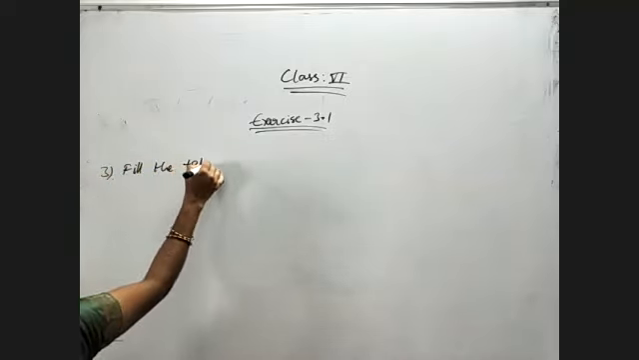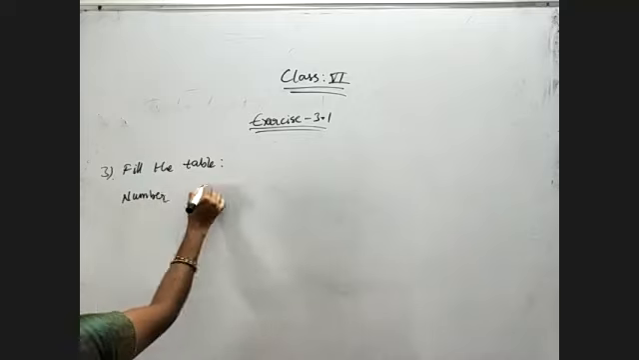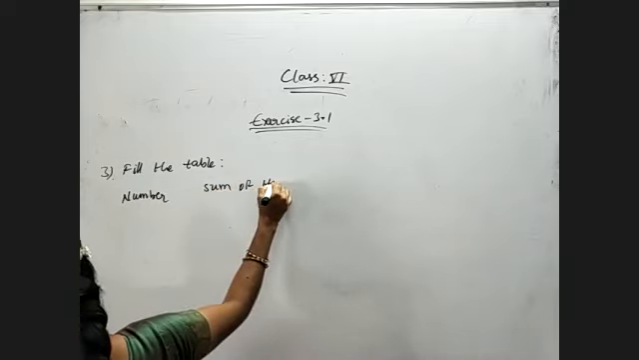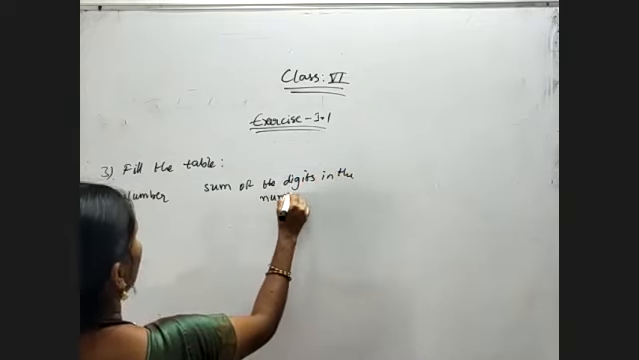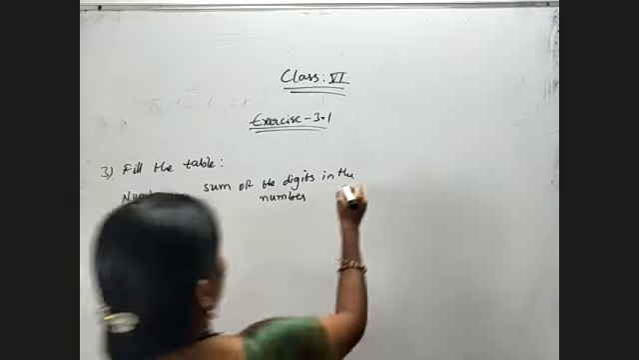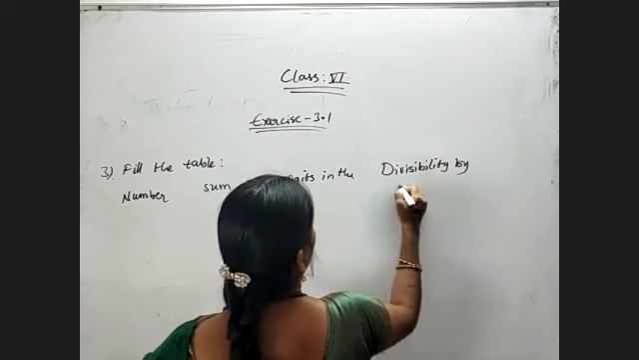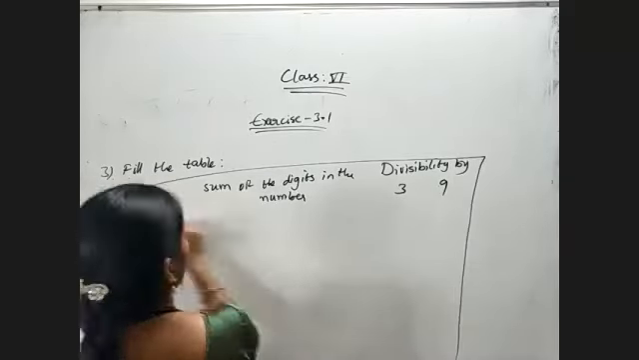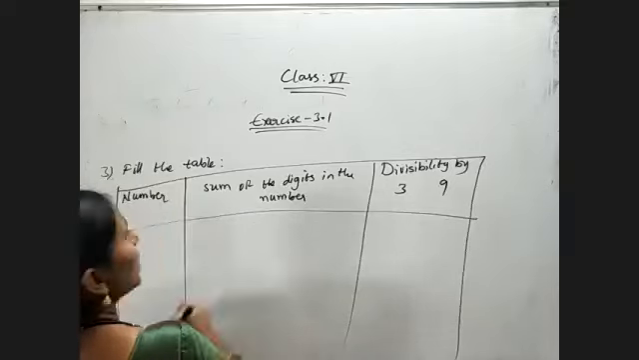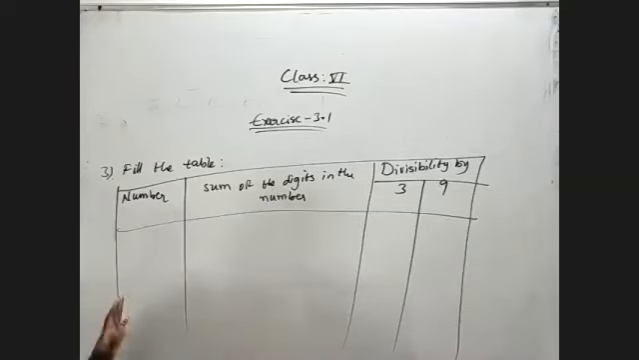fill the table: number, sum of the digits in the number, and divisibility by 3 and by 9. Okay, like the first question, but here we are using the divisibility rule for 3 and 9. Already we know 3 and 9 have the same divisibility rule. Only depending on the result, we need to decide whether those are divisible by 3 or not.